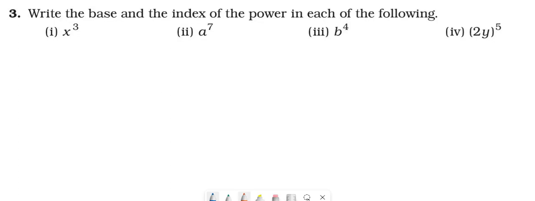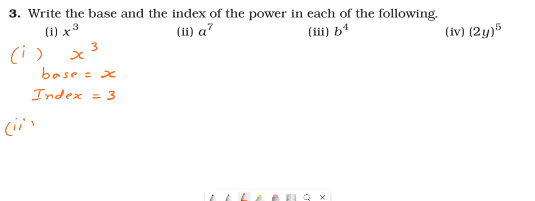Now beta, question number 3, the first part, x raised to the power 3. Beta, here base is x and index is 3. In the second part, a raised to the power 7, base is a and index is 7.